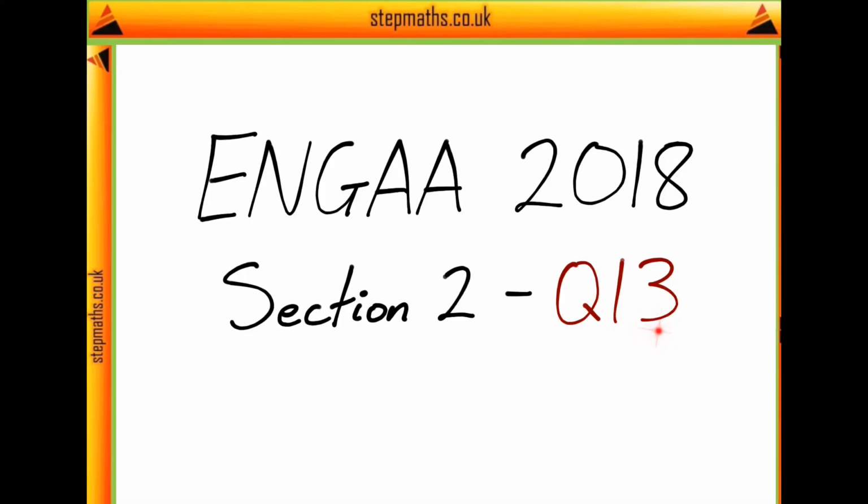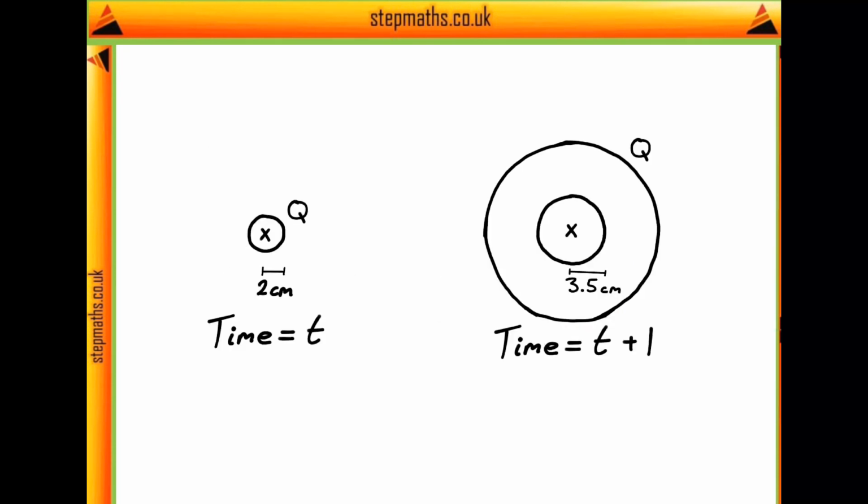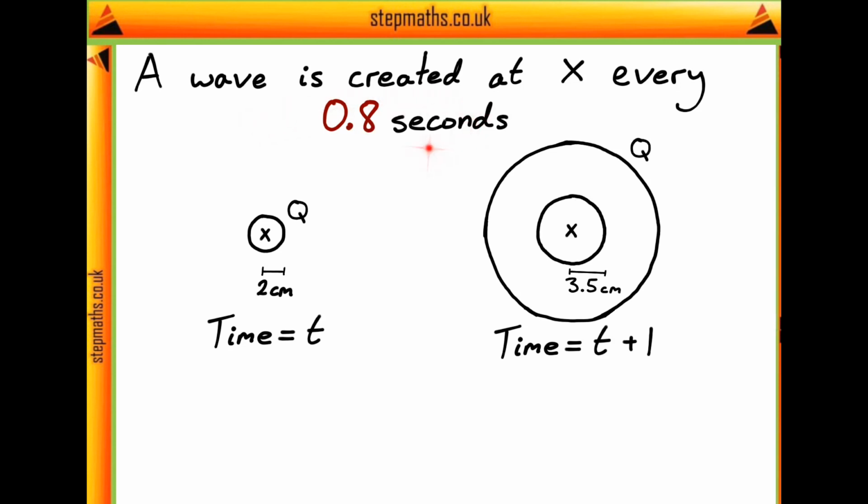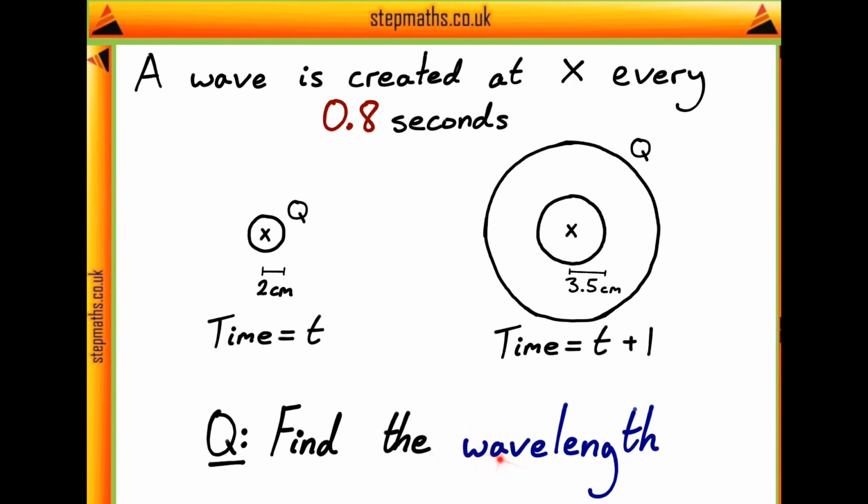Here we're going to look at question 13 from section 2 of the ENGAA 2018 paper. In this question we're told we have a stick which dips into water, creating a circular wave which moves at a constant speed. In this first part of the diagram we have a wavefront labelled Q, and then a time 1 second later we have the wavefront Q as well, and a new wavefront which is created in that time period. We're told that the stick dips and creates a wave every 0.8 seconds. And then the question asks us to find the wavelength of our waves.